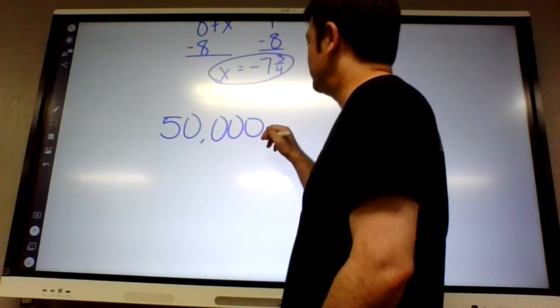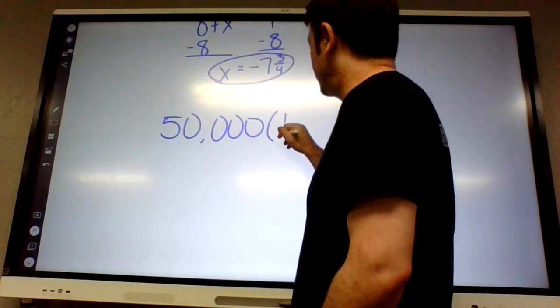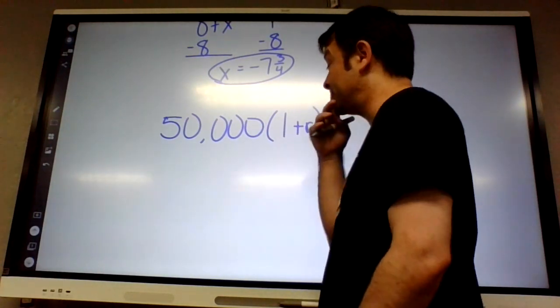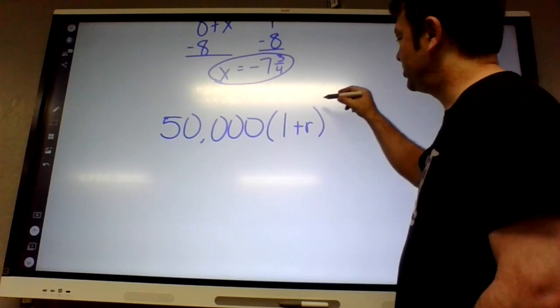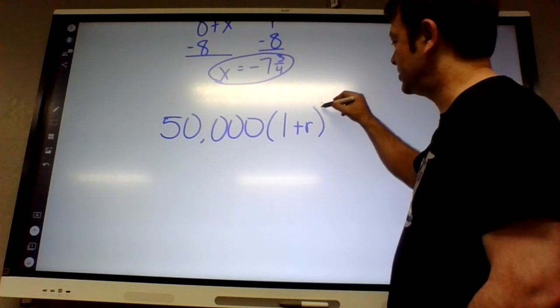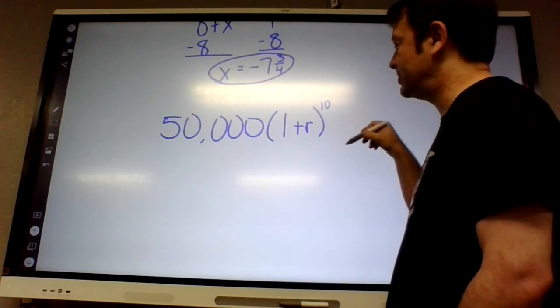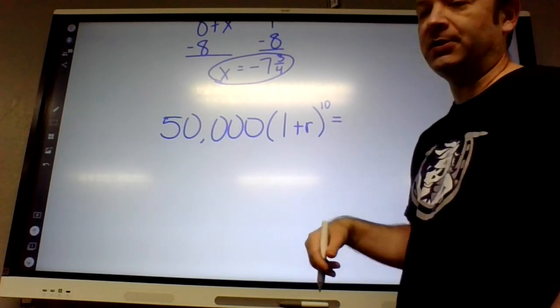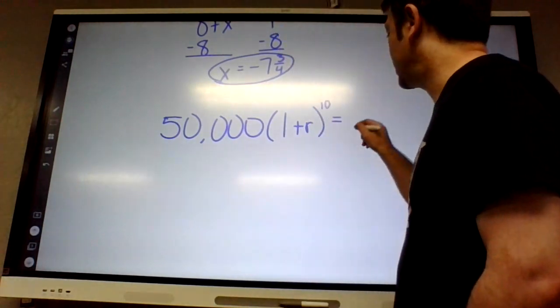So 1 plus R, that thing. It's going to go up by a certain percentage every year. What do I put for the years here? 10, because we're talking about from 1980 to 1990, so it's 10 years. And we want the new price of the house after 10 years to be 150,000.